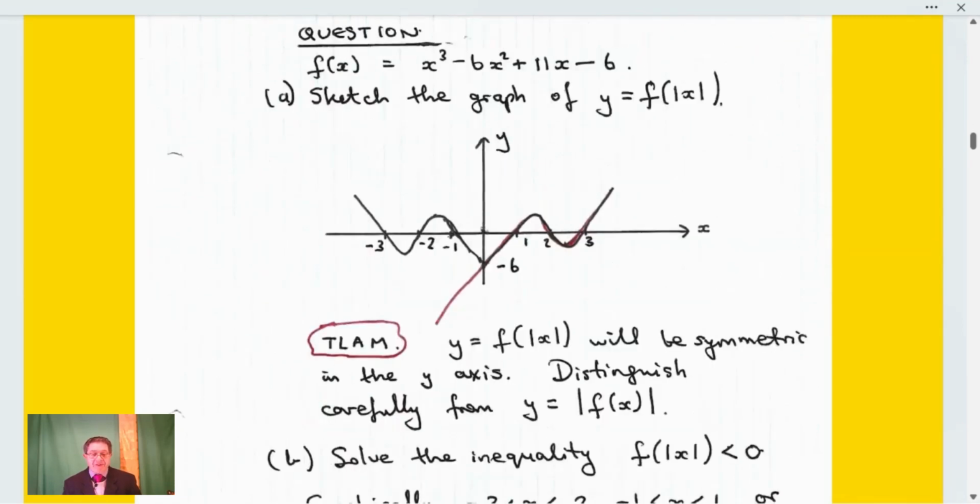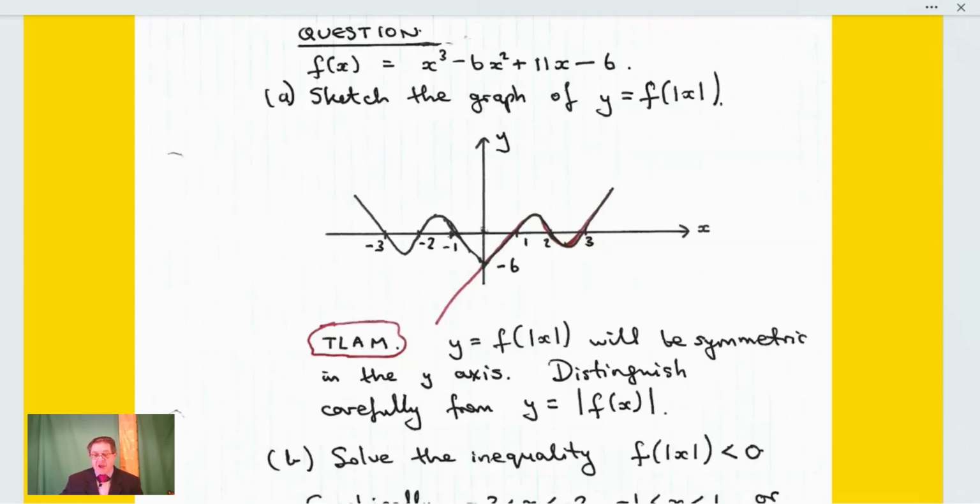My next question here involves a cubic graph. In fact, it's the cubic graph that cuts the x-axis at 1, 2, and 3, which I've marked in red on the axes. The question is, part A, sketch the graph of y equals f of mod x. So this time it's not mod of f(x), it's f of mod x.